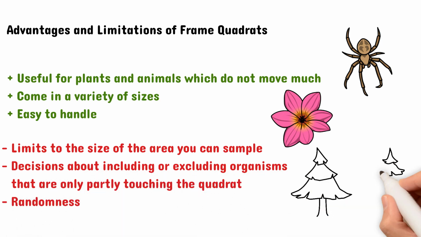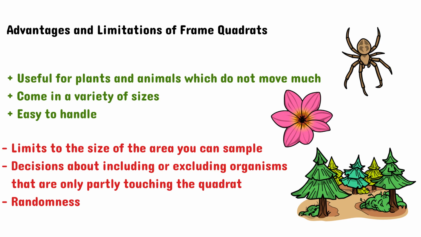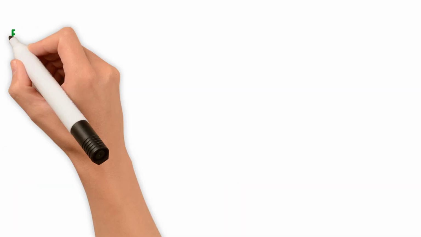Lastly, there is an issue with randomness. You do want the sampling to be random because you don't want to be biased and only focus on the most interesting parts of an ecosystem, and now you have information that doesn't accurately reflect the entire ecosystem. But at the same time, simple random sampling could be an issue because you could miss out on important organisms, and then we also don't have an accurate picture of the entire ecosystem.